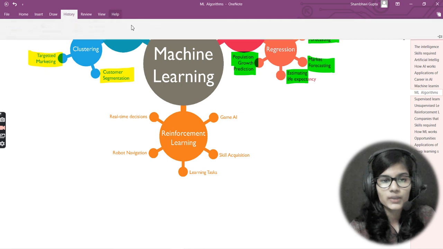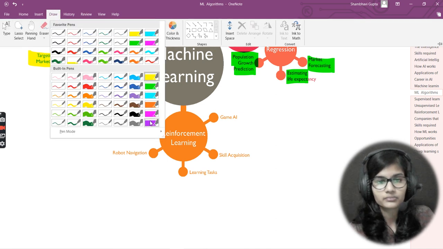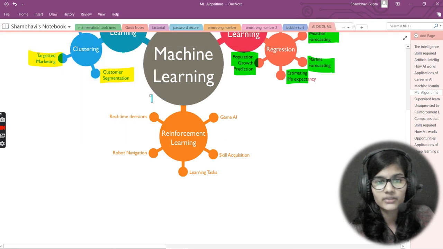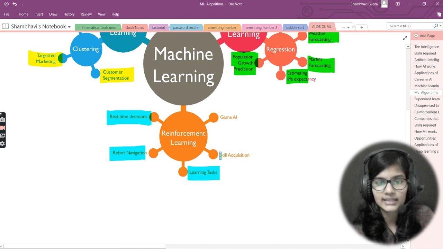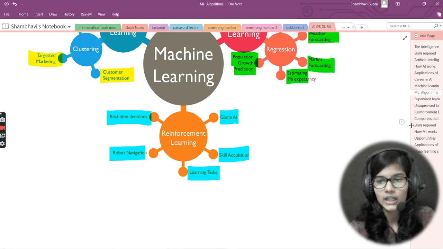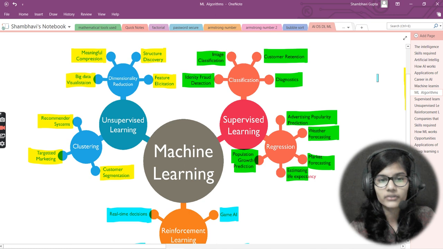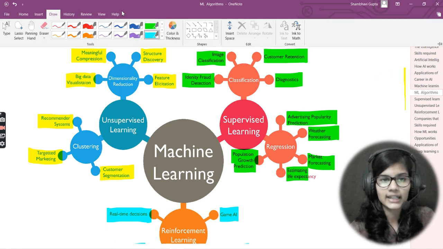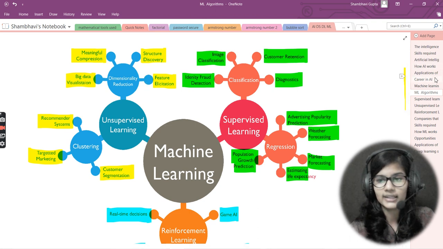And here at last, I have reinforcement learning. Now we'll see where this reinforcement learning is used. It is used in real-time decisions, robot navigation, learning tasks, skill acquisition, and game AI. So these are some fields where reinforcement learning is also used. Hope you got the first idea of what machine learning algorithms we have here. Now we'll discuss each algorithm in a little more detail.